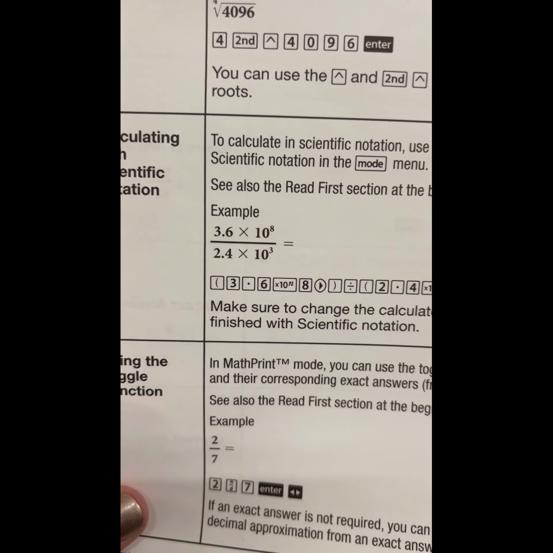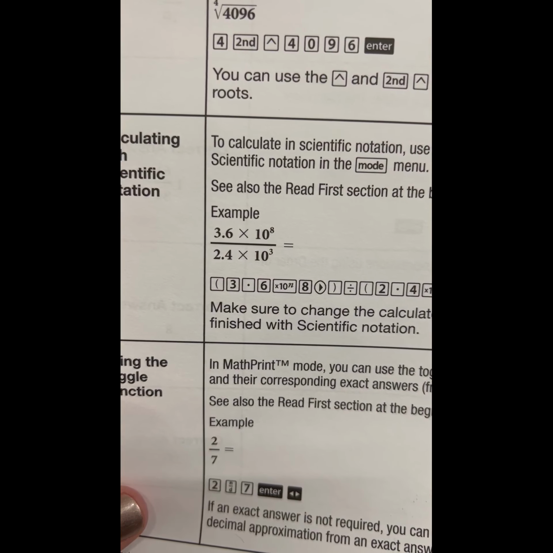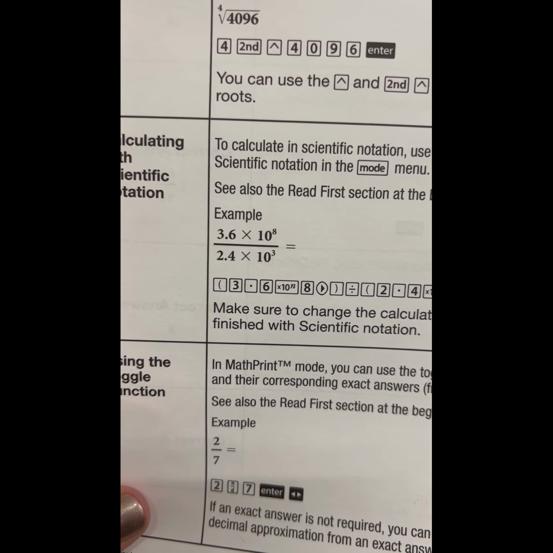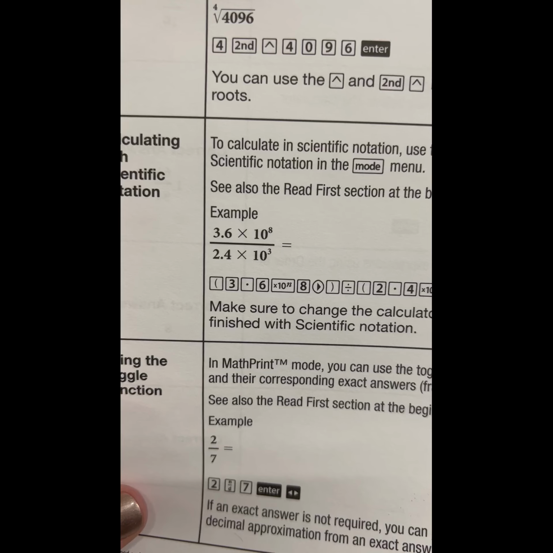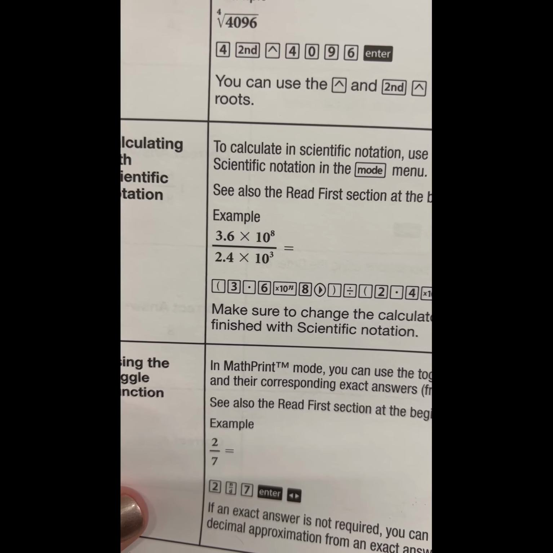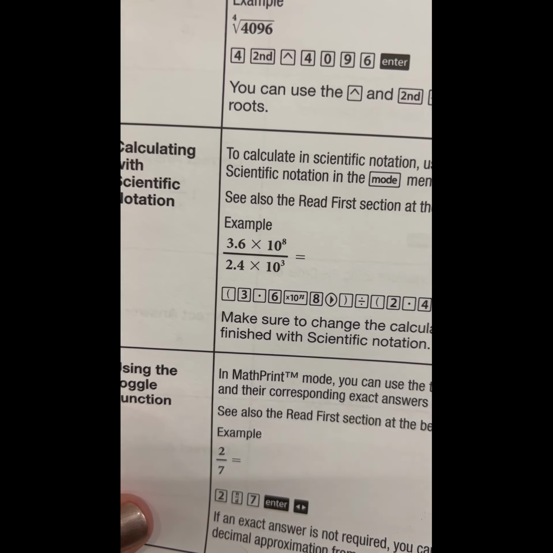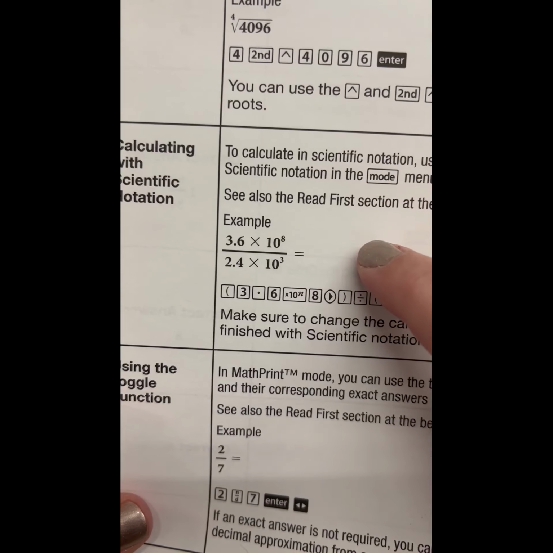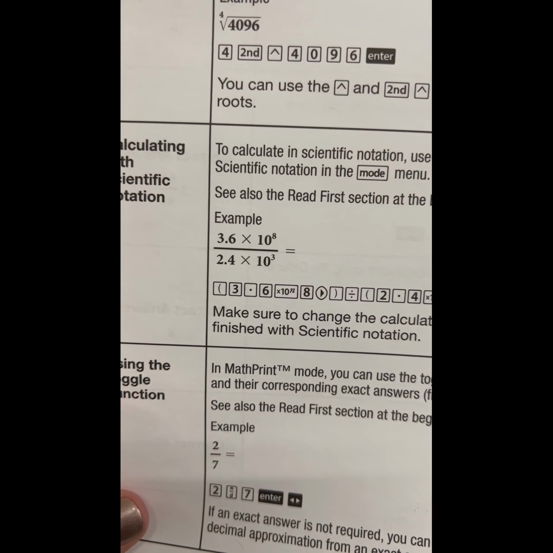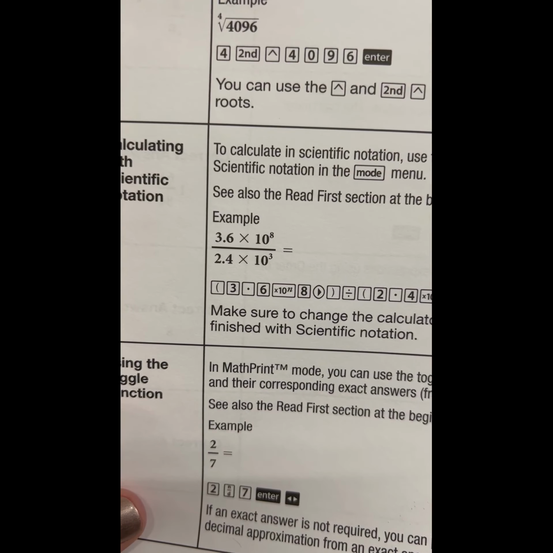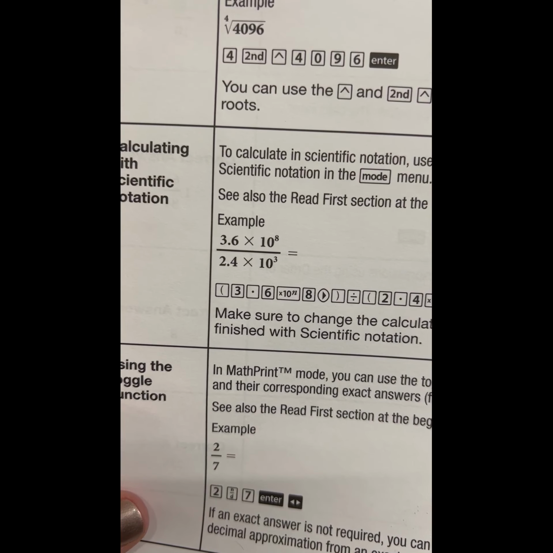Scientific notation is for numbers that are incredibly large, like distances in space or populations of countries, or for numbers that are incredibly small, things that we can only see with microscopes. And doing that times 10 to the something helps us not have to write out all the zeros that are there. And so your calculator can do it.